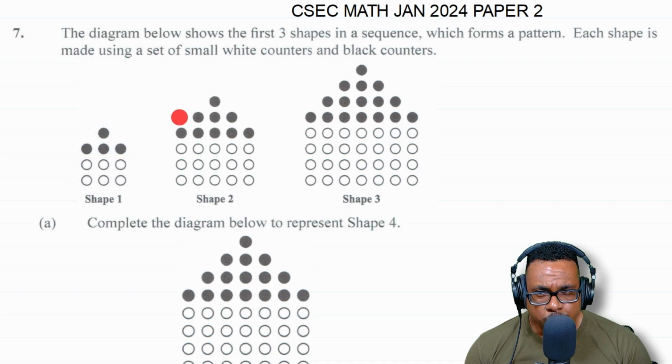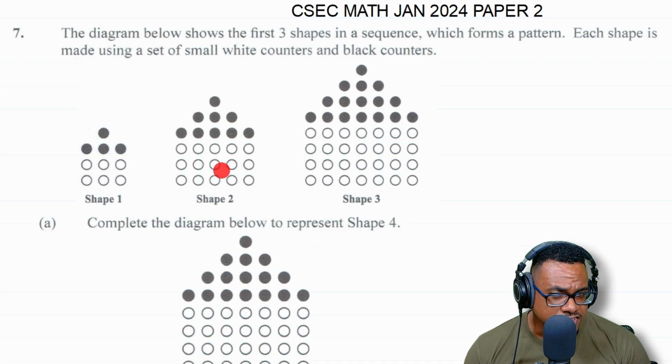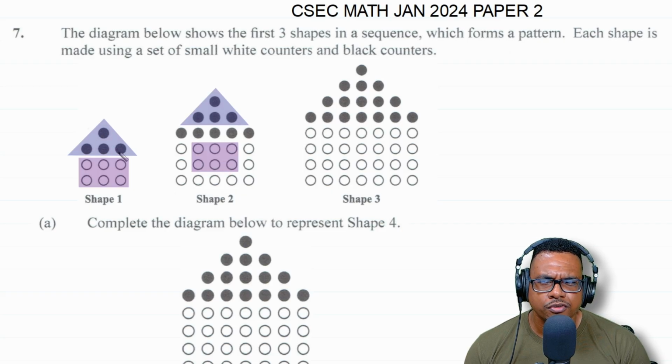Now in shape 2, we can see that the black counters increased and also the white counters increased. Now we can see this 1, 2, 3, 4 pattern right here, and then we have an extra row of black counters, and also we have 2 extra columns. As you can see here, we have 3 columns, and here we have 5 columns. So we have an extra column on the left-hand side and an extra column on the right-hand side.